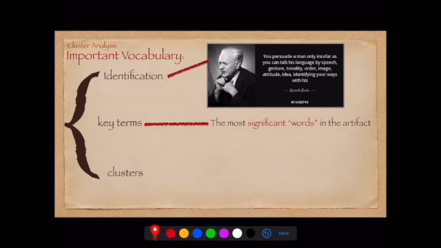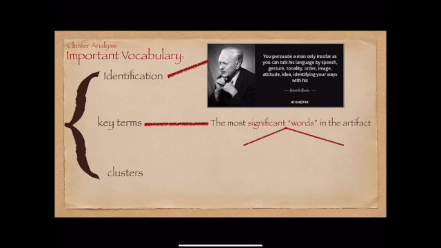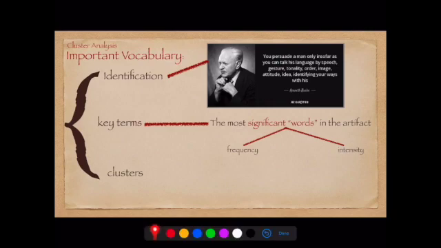Oh, Burke says, it's easy. According to Burke, nothing to it. There are two ways to find the significant words: frequency and intensity. That's how you do it. You literally count all the words inside the artifact, and you find the ones that show up the most often. Those are significant words. Those are key terms. Find the key terms by finding the words that happen most often.